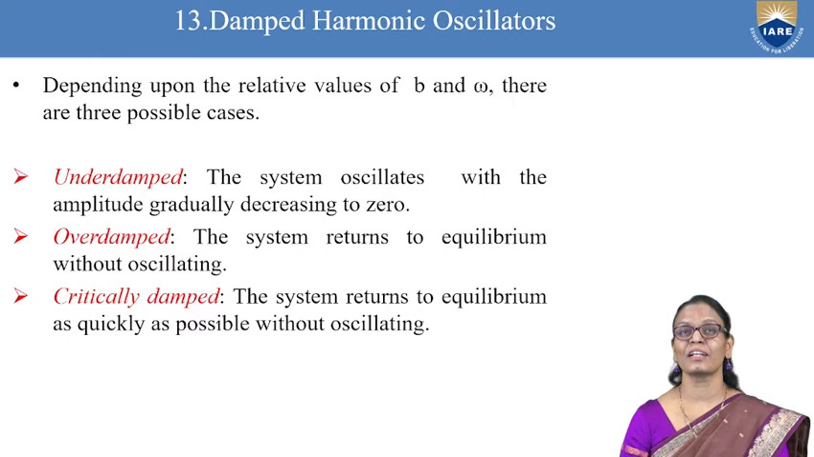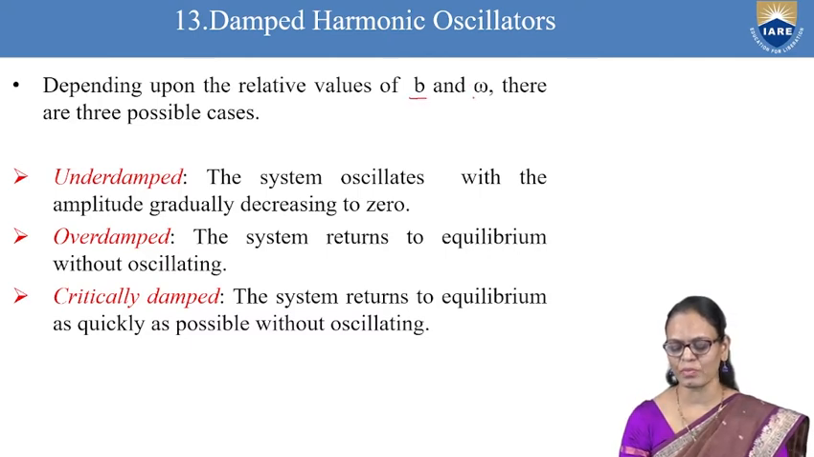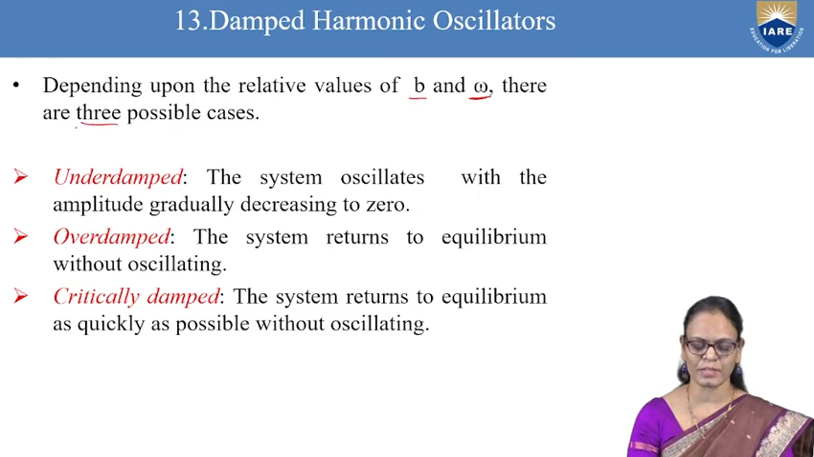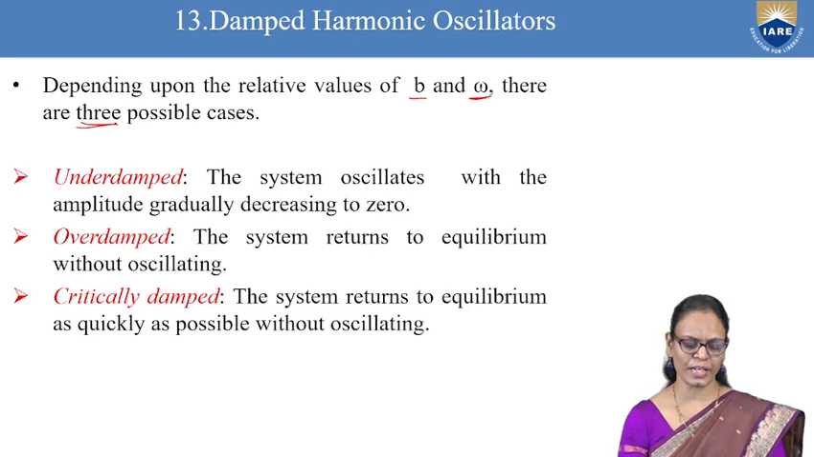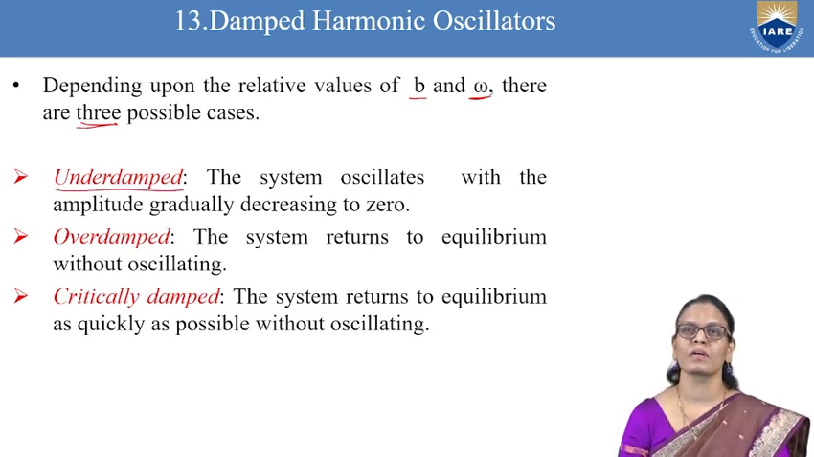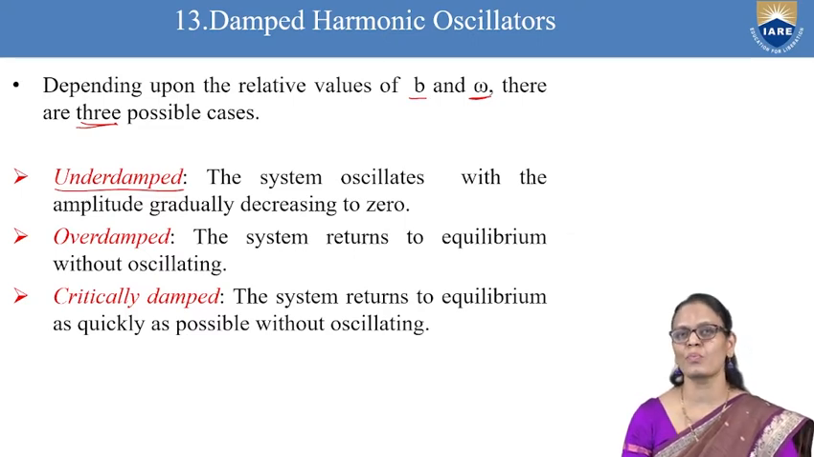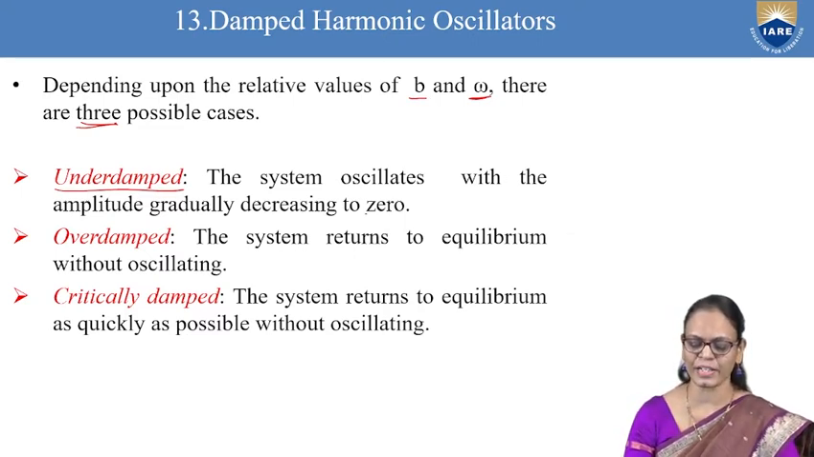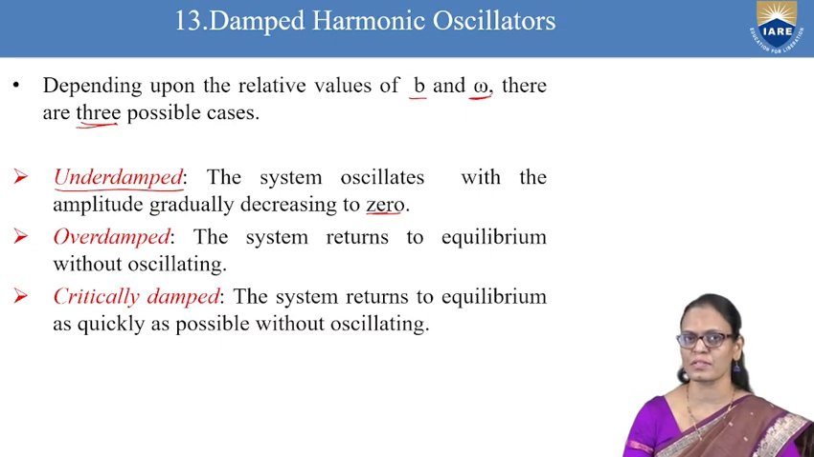Now consider the different cases of damped harmonic oscillators. Depending upon the values of B and omega, which are constants, there are three possible cases. What are the three possible cases? The first one is underdamped. In underdamping, the system oscillates with the amplitude gradually decreasing to 0. In underdamping, we are not considering any effect of the resistive forces.